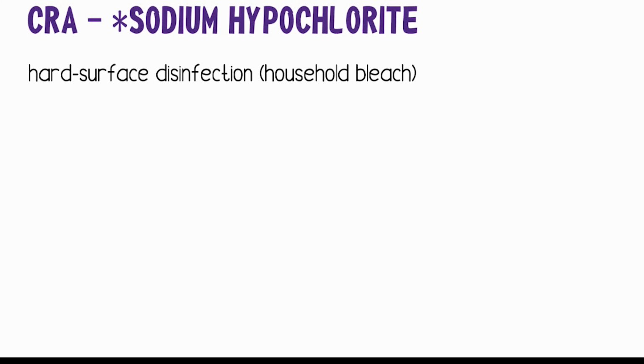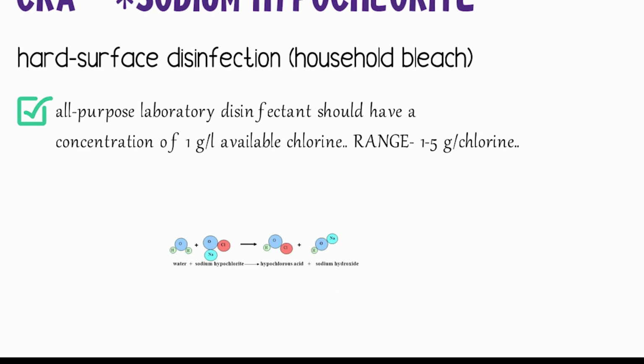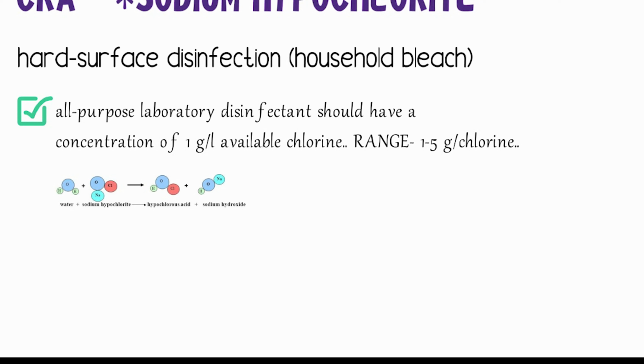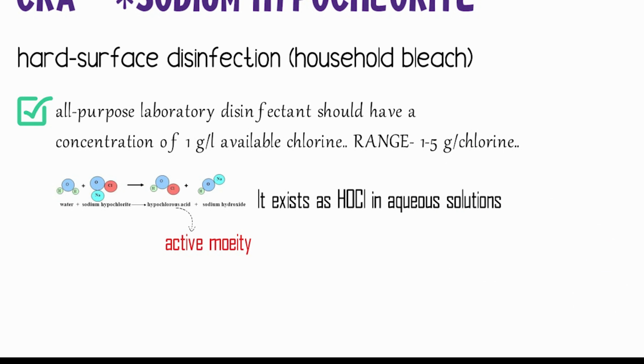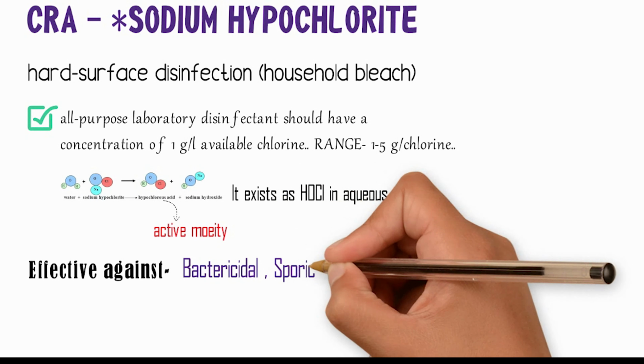Chlorine exists as hypochlorous acid at the pH of 4 to 7, and it exists as hypochlorite ion at the pH of 9. The hypochlorous acid is the more active component and it is more efficacious. So, in order to improve the efficacy, one needs to lower the pH of the sodium hypochlorite solution. It is effective against bacteria, spores, and viruses.